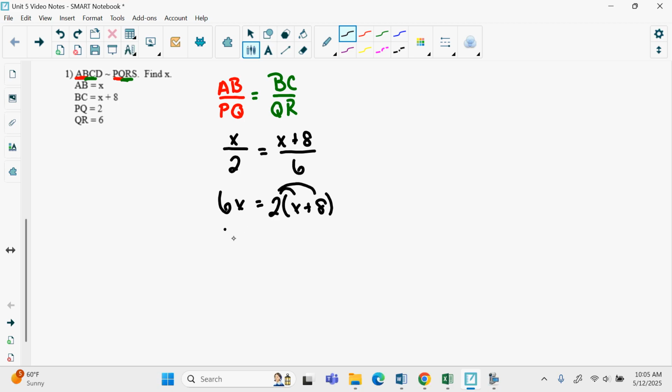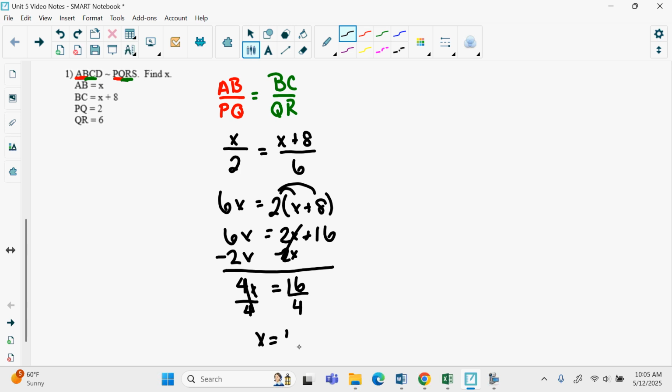I'm going to distribute that 2 through. Subtract the 2x to get all of my variables on the same side. And then finally divide by 4 to get the variable that I'm looking for.